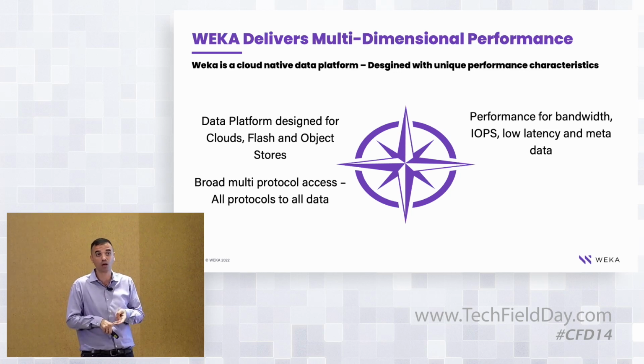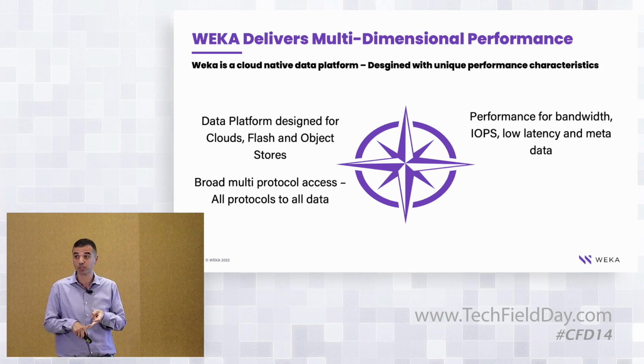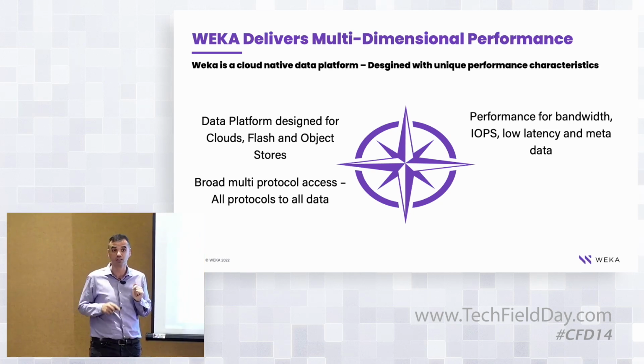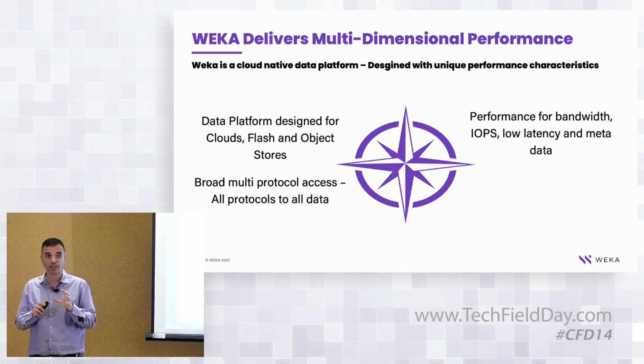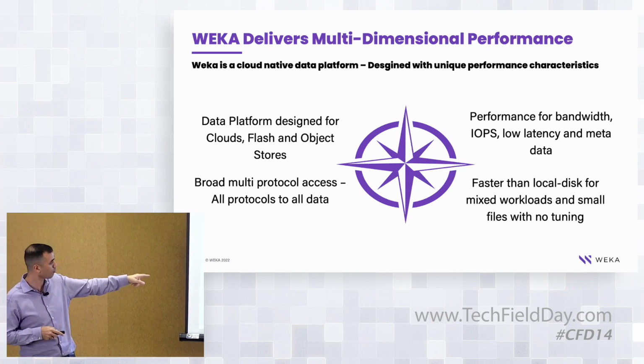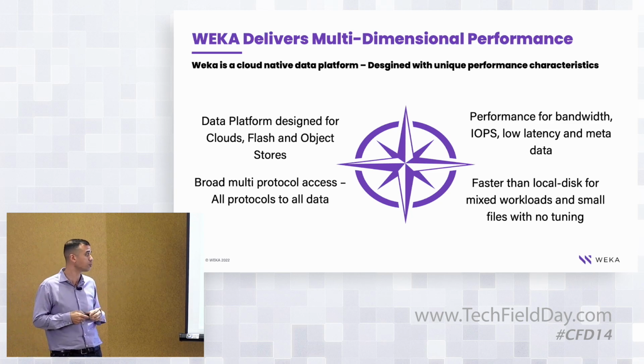So for example, in the cloud, we can provide low latencies of 100 and a bit microseconds per IO, for example, for 4K read. And on the same data, we can provide terabytes per second, as Colin mentioned. So that's uniquely differentiating because eventually it enables the fourth bullet here, faster than local disk for mixed workloads.